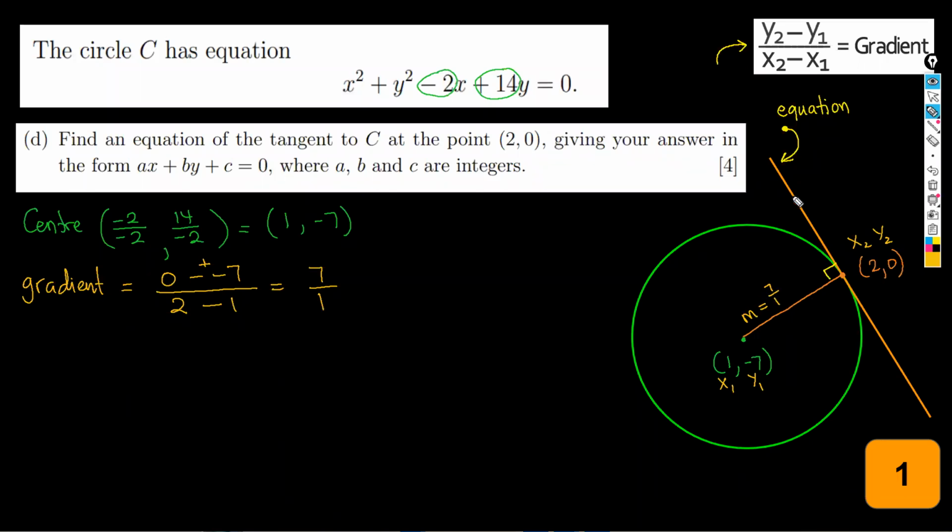So that means for this line here, the gradient is the negative reciprocal. We have to flip it and change its sign. So if you got the gradient of the tangent to be exactly minus 1/7, you have it correct, right? But that's not the end of the question. We have to find what? The equation of this line.